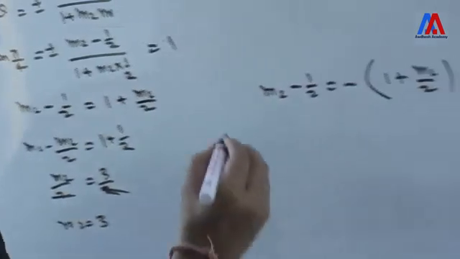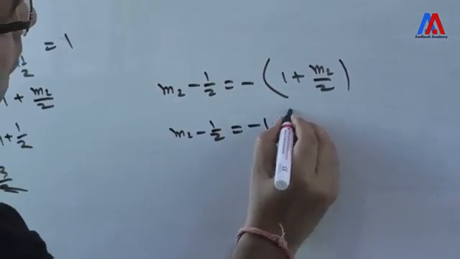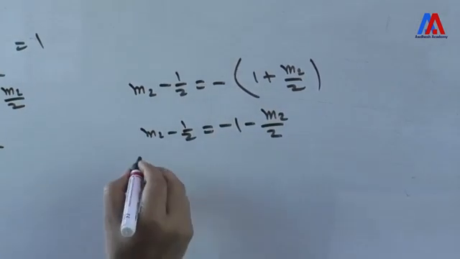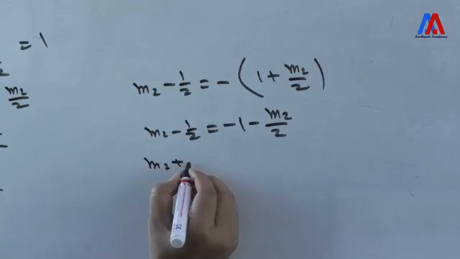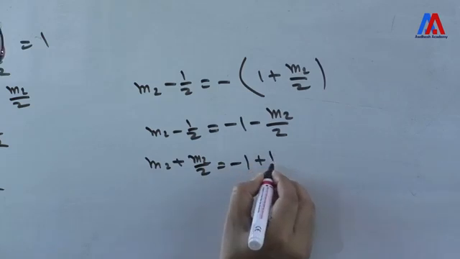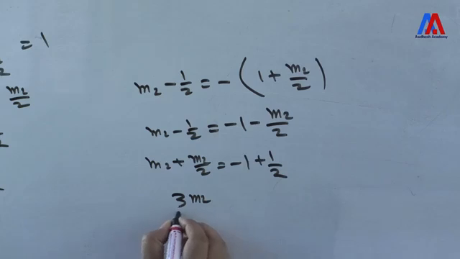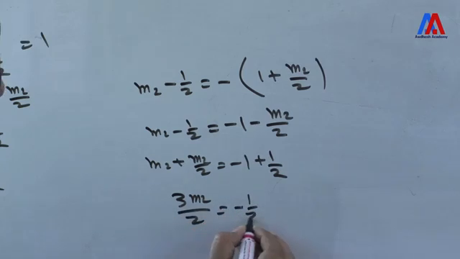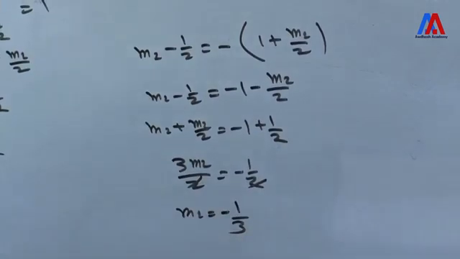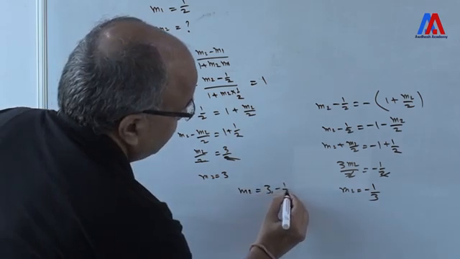Let's now come on this side. This is m2 minus half is equal to minus 1 minus m2 upon 2. Bring it on the other side. What we get here is m2 plus m2 upon 2, and this goes minus 1 plus half. So this becomes 3 m2 upon 2, and this becomes minus half. This goes, and the value of m2 comes minus 1 upon 3. So the value of m2 is equal to 3 and minus 1 by 3.